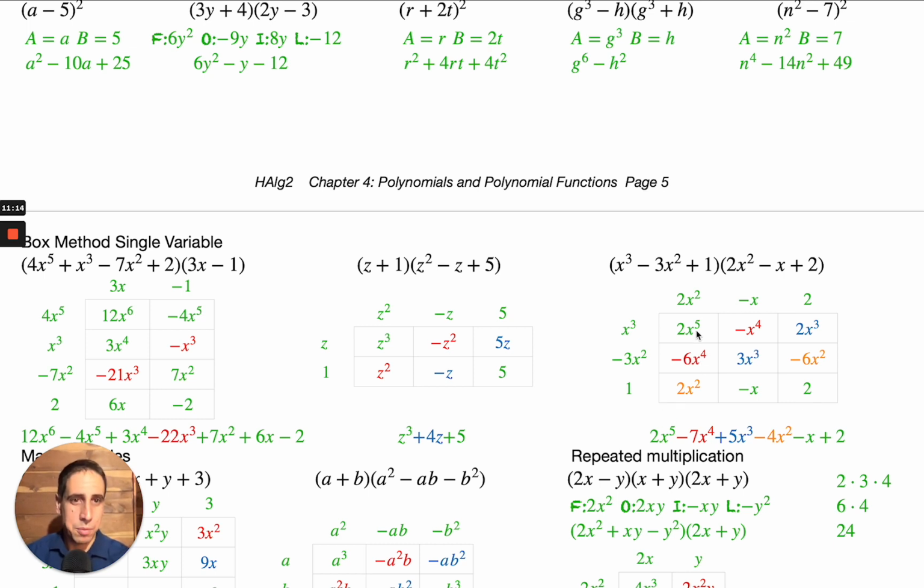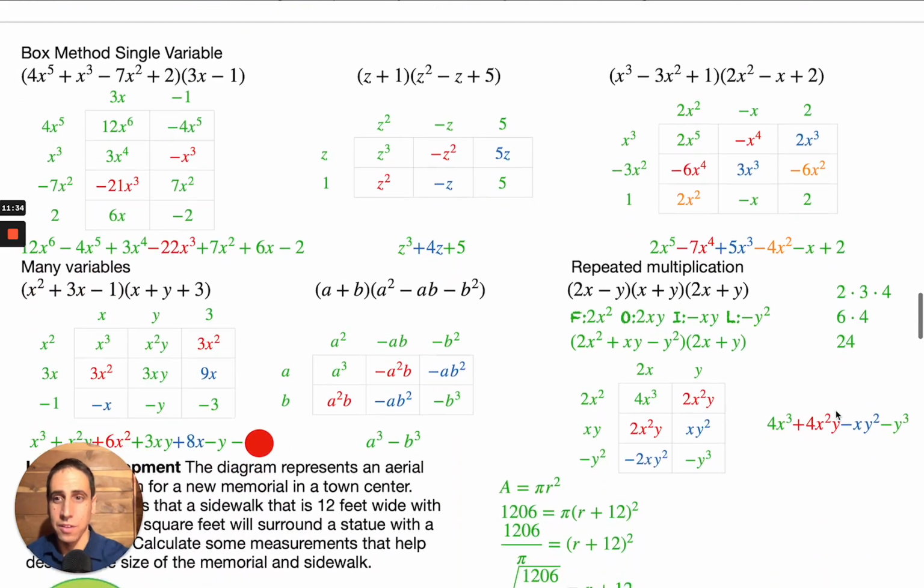We're going to add up the red terms. Those are quartics, so you get negative 7x to the fourth. You're going to add up the blue terms, the cubic terms, to get 5x to the third, and add up the quadratic terms to get negative 4x squared minus x plus 2. It's a lot to keep track of. Get organized, y'all.